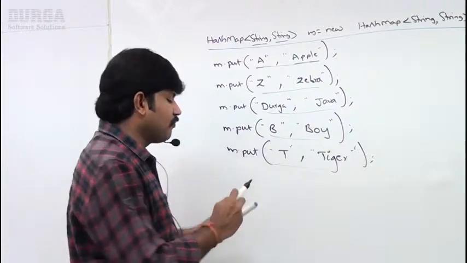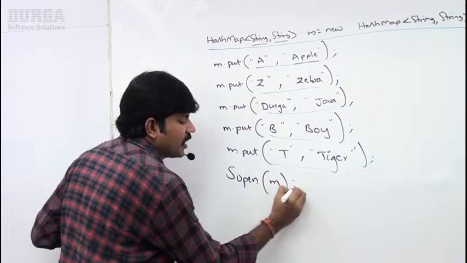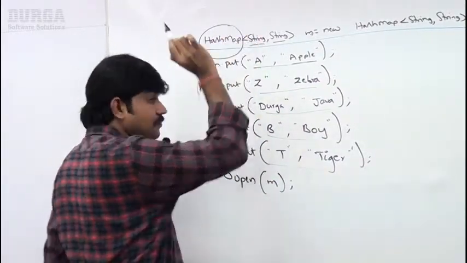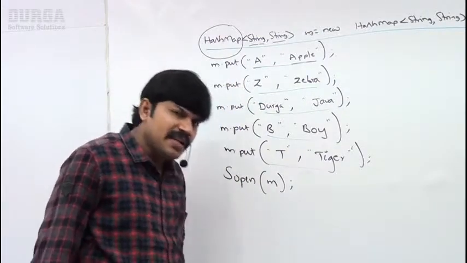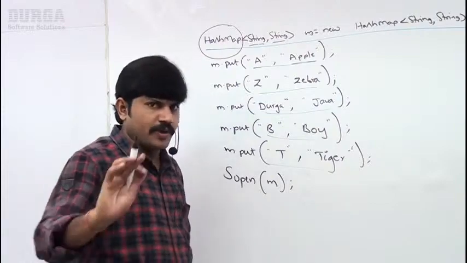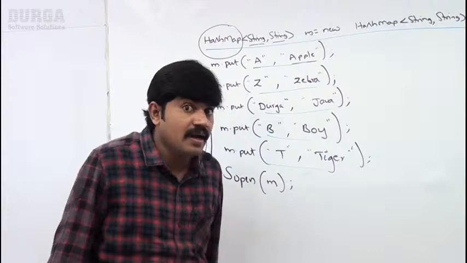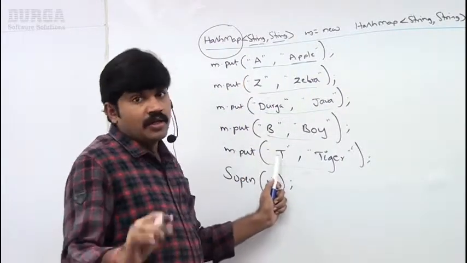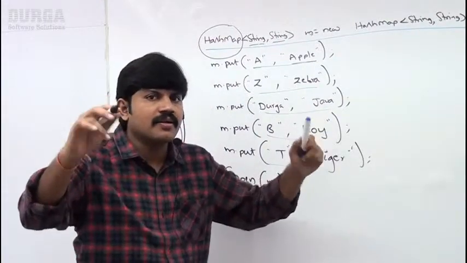Now let me print SOP of m. Remember that SOP of m. Observe, it is the HashMap. Sir, duplicate keys are not allowed. In any map, the key should be unique. Duplicate keys are not allowed. Order is not preserved. Hashing, right, order is never preserved. In a hashing-related data structure, order is not preserved. That's why whatever output we are going to get, we can't expect.